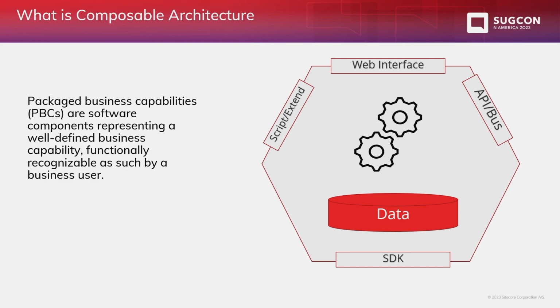So there is a lot of similarity between the two, but the major difference between a packaged business capability and an API is that an API is a developer-oriented concept. Developers take APIs and build applications from them, whereas a packaged business capability is aimed at the business. It is aimed to solve specific business problems. So a collection of these packaged business capabilities is the composable architecture that we're trying to achieve.